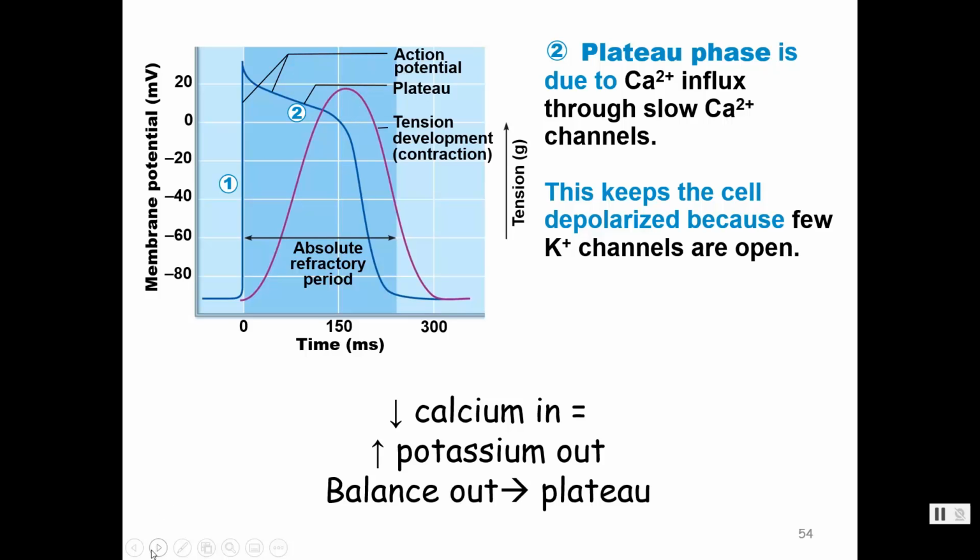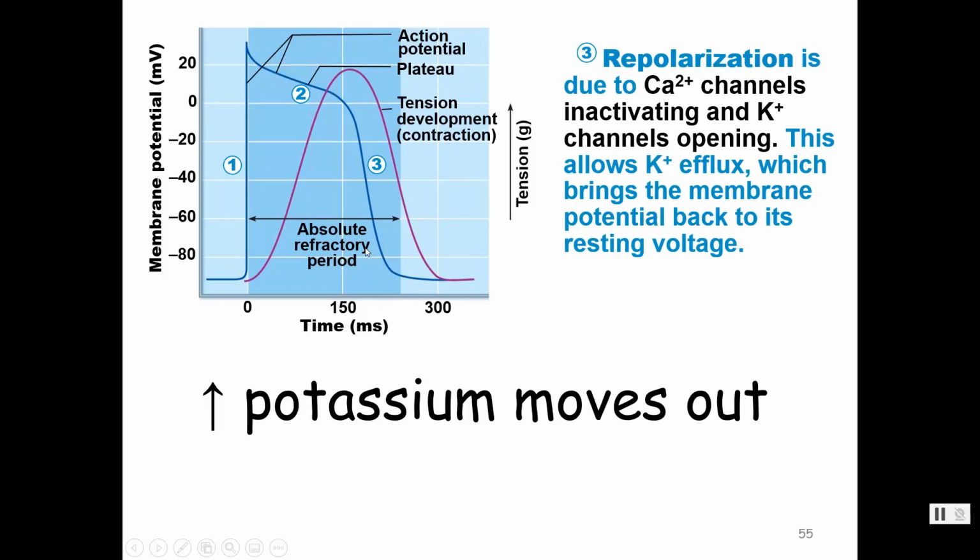The next phase is called repolarization. So depolarization, we lost our polarization. Flat part was the plateau phase. And now we are repolarizing. So the calcium gates are going to close, and now the potassium gates are going to open. And since we had more potassium in than out, potassium is going to move out of the cell. So now we're going to lose positive charges. So now we go back down to our resting membrane potential.